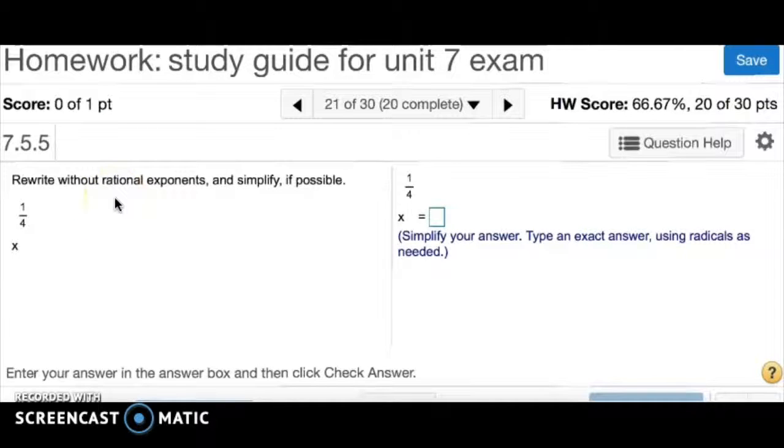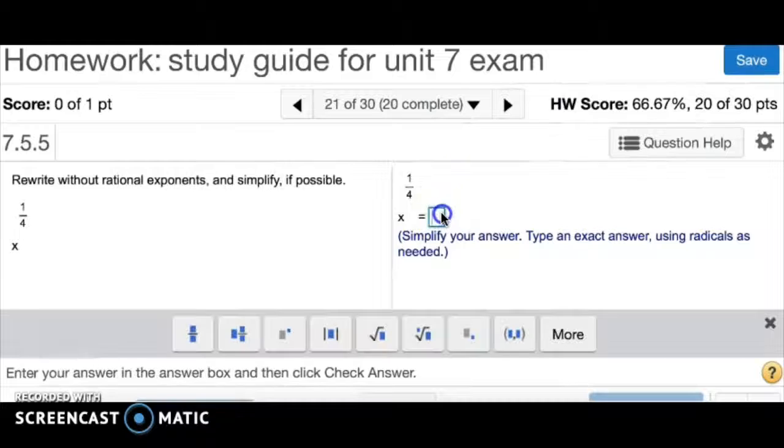Okay, it says rewrite without rational exponents and simplify if possible for number 21. So what we've got to remember is when we have a variable raised to a fractional exponent, the numerator and the denominator mean something. The numerator up top is the power it's all being raised to. The denominator is the root. So it's being raised to the power of 1, and this is a fourth root.